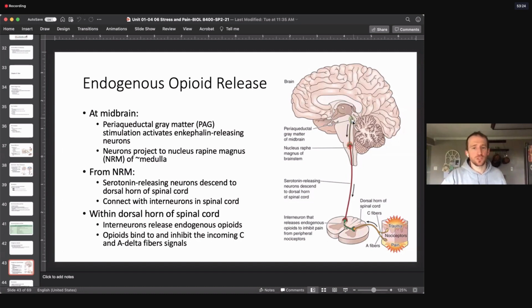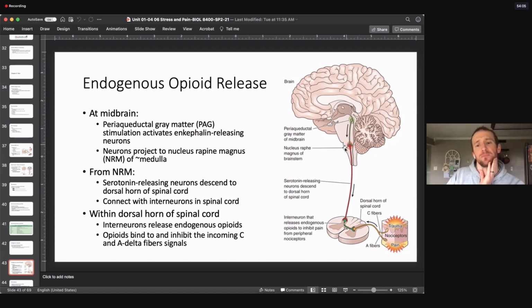So at the midbrain, which is where this endogenous opioid response can occur, the periaqueductal gray matter, which is the gray matter surrounding your cerebral aqueduct, gets activated as a result of signals coming down from the brain to say, hey, there's some kind of pain response happening, do something about it. And it activates enkephalin-releasing neurons, and these neurons project into the, I put medulla-ish, which is about where it is, but it's a big structure called the nucleus raphe magnus, or NRM. So the periaqueductal neurons send a message down into the nucleus raphe magnus.